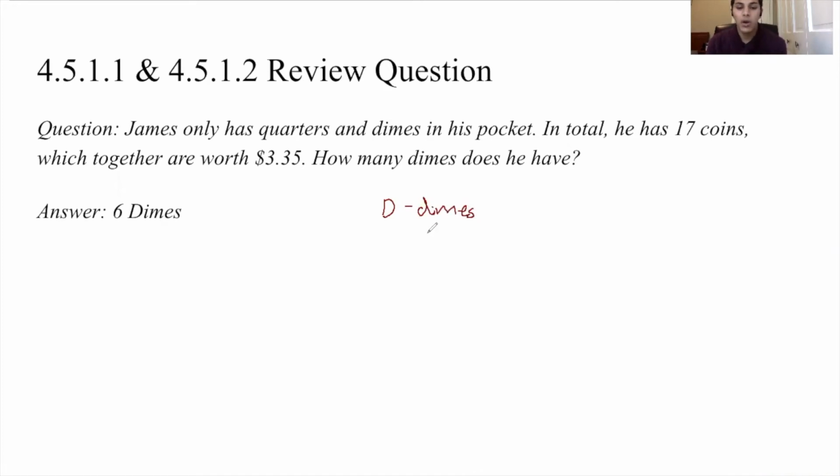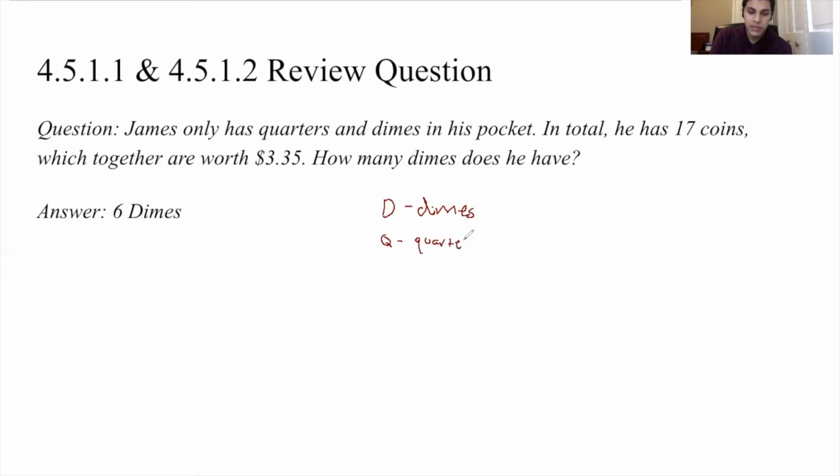All right, and then the other variable we need to create, because remember, with systems, usually we need at least 2 equations, or at least 2 variables. The other variable we need to create is one that represents how many quarters he has, because all the pieces of information we get in this question are based off together how many dimes and how many quarters he has. So we need to be able to use that variable in equations as well. So we're going to call that Q, which is how many quarters James has in his pockets.